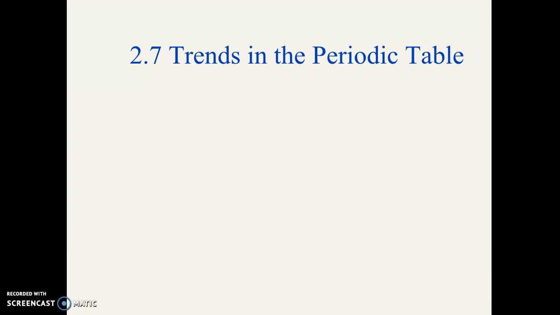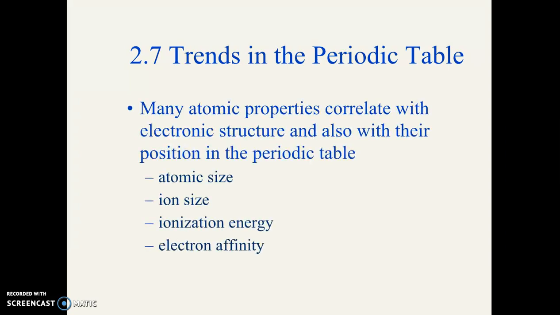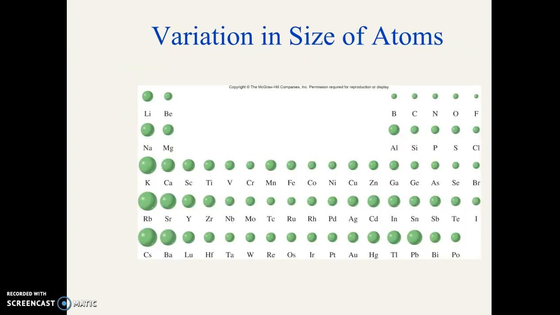Okay, so the last section of this is going to be the trends in the periodic table. When we look at the periodic table, there are some basic patterns that we might see, like what happens as we go left to right, or what happens as we go from top to bottom. There are 4 basic trends that we see in the periodic table: atomic size, ion size, ionization energy, and electron affinity. We're going to talk about each one of those.